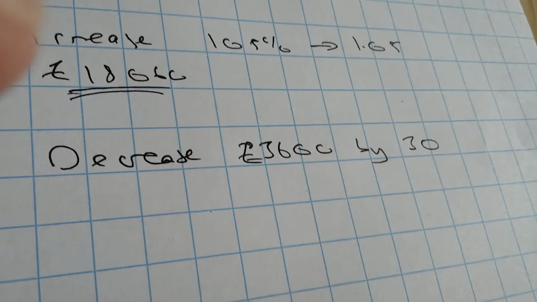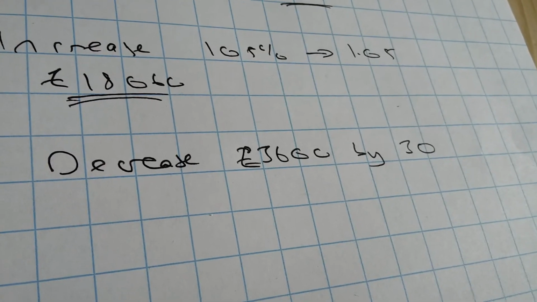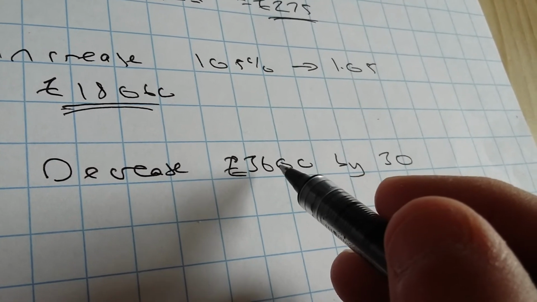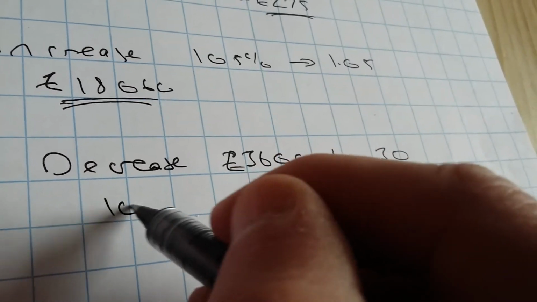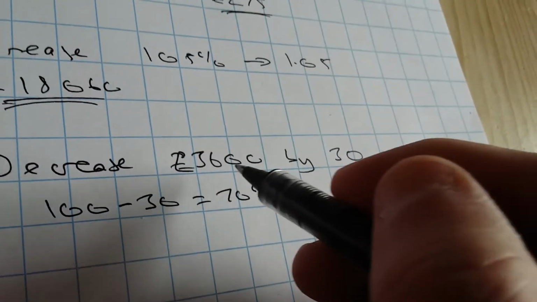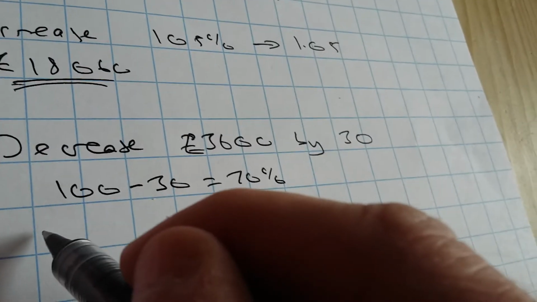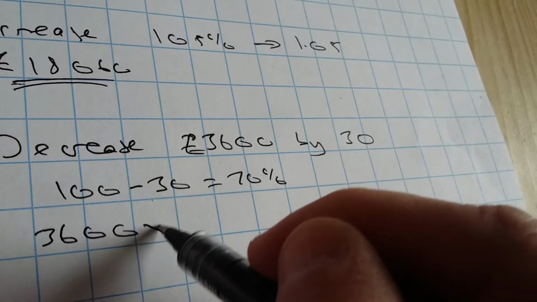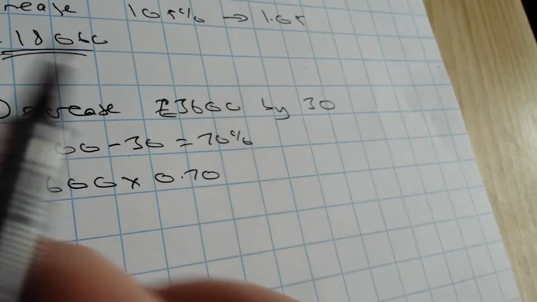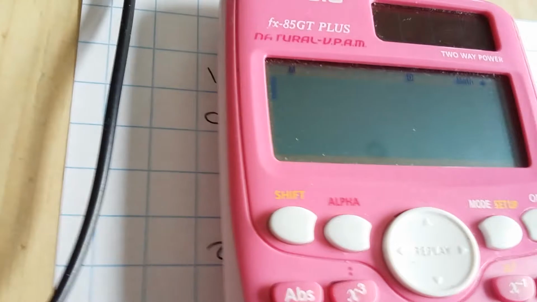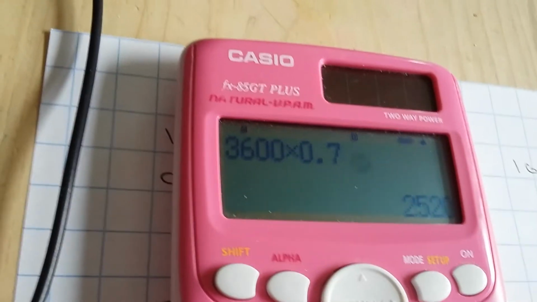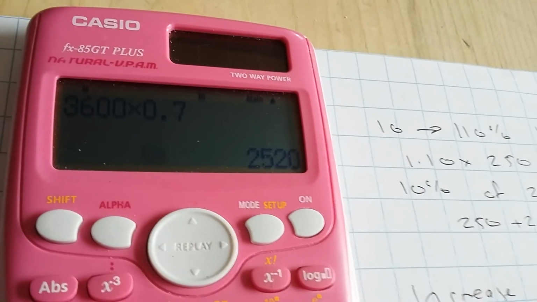So this time a decrease one, 3,600 decreasing by 30%. So this is 100%, and I'm going to take off 30%. So if I start with 100% and I take off 30%, I'm actually going to have 70% left. So I need to work out 70% of 3,600. So that's 3,600 times by 0.7. So 3,600 times 0.7 gives me an answer of 2,520.